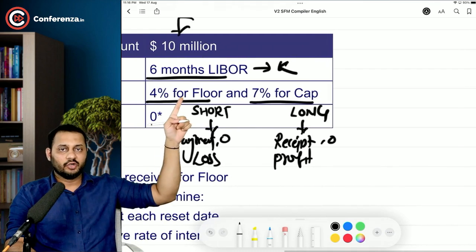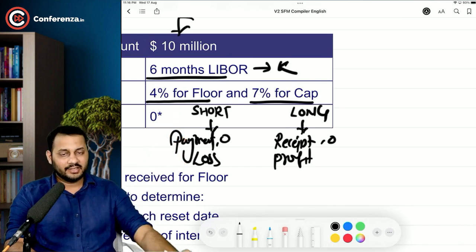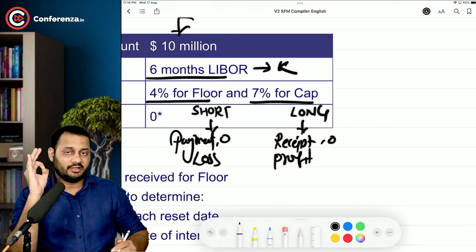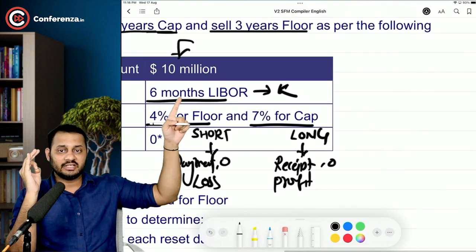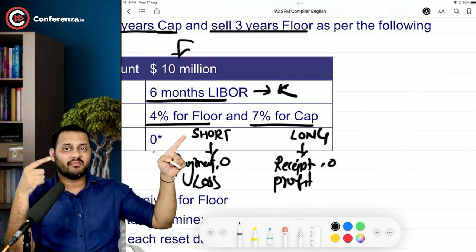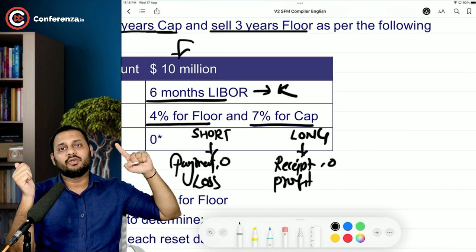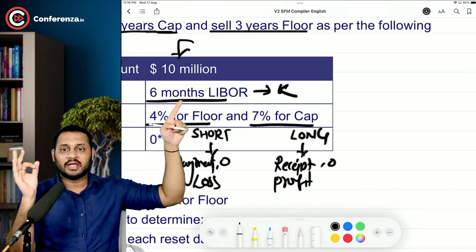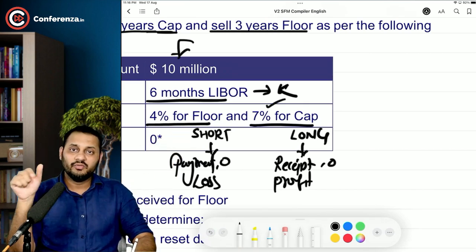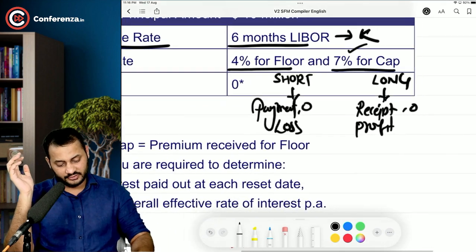To the seller of the floor, as with any option, there can only be loss or zero at the expiry. And to the buyer, there can only be profit or zero. That's why he is paying the premium, right? So if the reference rate, which is LIBOR, goes below 4%, you will have to make the payment, because you have sold the floor option to someone. Someone else has the right to get the profit if the LIBOR goes below 4% because of the floor. If it goes beyond 7%, you will be gaining from the transaction. Okay, we'll see to that.